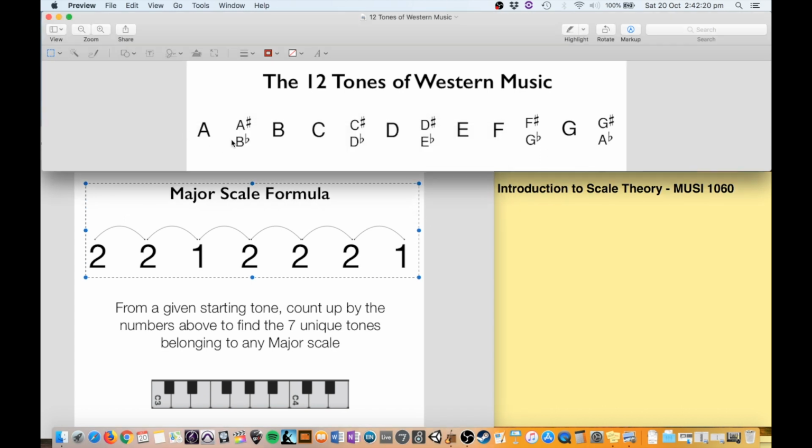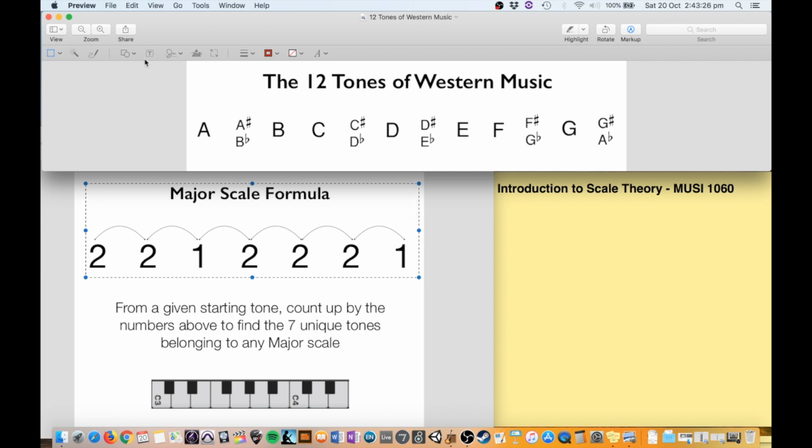So when we know these 12 tones of Western music in the order, or when we have them in front of us, what we do is take any given starting tone, and then count up through the notes by this sequence of numbers, to find the 7 unique tones that belong to specifically that major scale. So our sequence is 2, 2, 1, 2, 2, 2, 1.